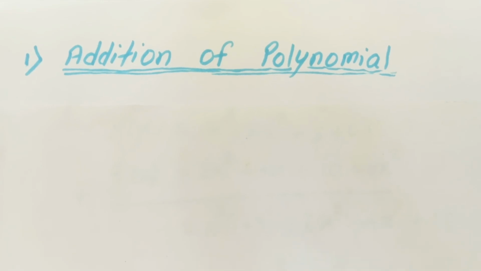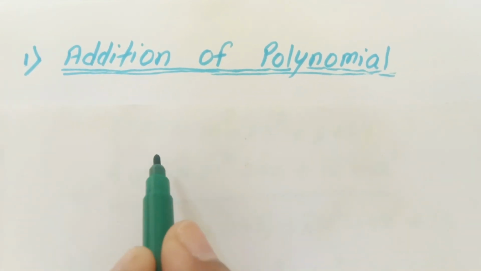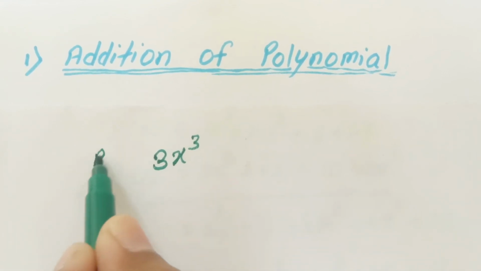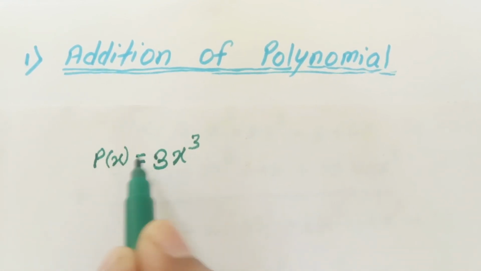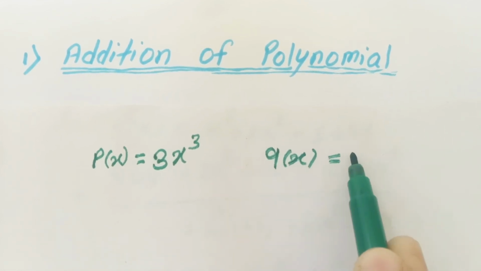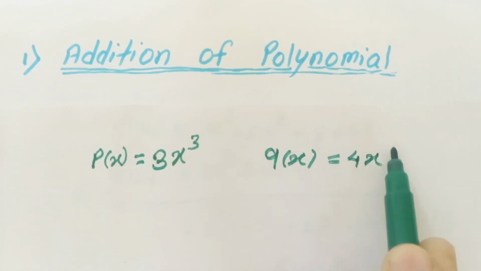Addition of two polynomials. In the last lecture, we have already discussed what is constant and variable. With the help of constant and variable, we learn how to add two polynomials. Here suppose I have p of x equals x cube. It is one polynomial, and second, q of x equals 4x cube.